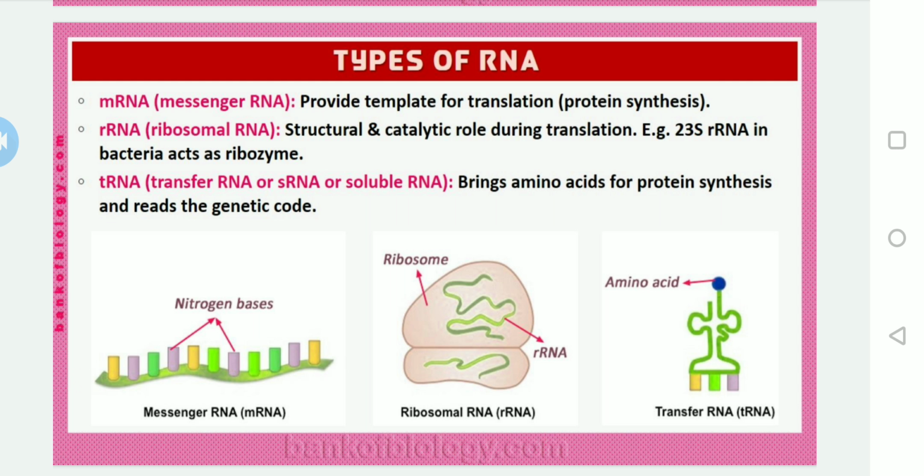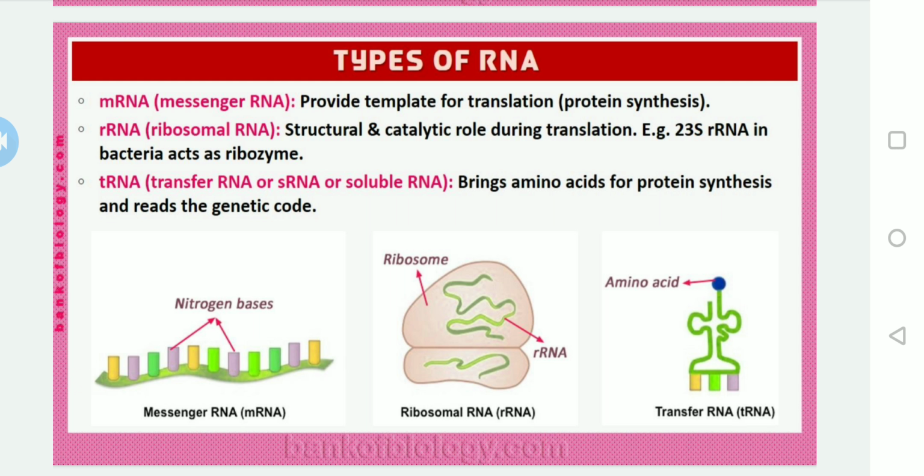The second one is ribosomal RNA, in short form rRNA. It is very important. Ribosomal RNA acts in a structural and catalytic role during translation. The best example is the 23S ribosomal RNA in bacteria, which acts as a ribozyme, because this ribozyme performs the structural as well as the catalytic role during translation.